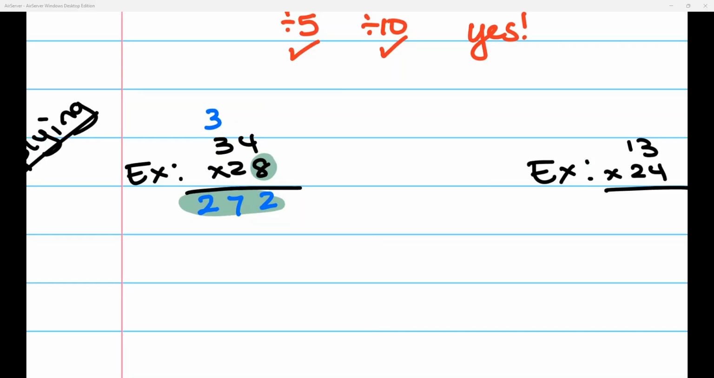Now I'm going to multiply the tens place. Since I'm multiplying the tens place, I need a 0 to hold my spot right here. And now I can start multiplying by 2. First thing I'm going to do is go 2 times 4. That 2 times 4 becomes 8.